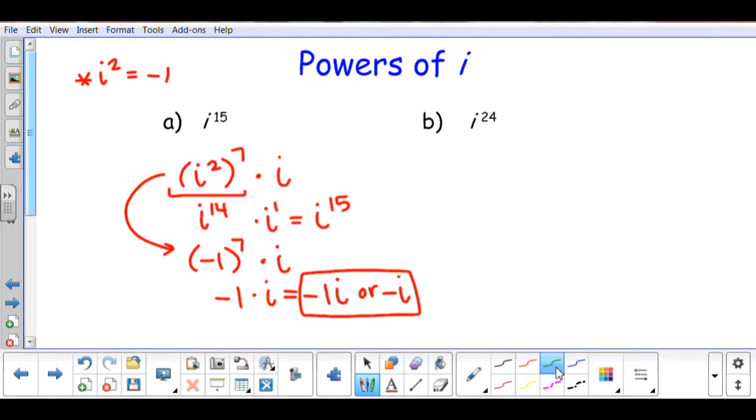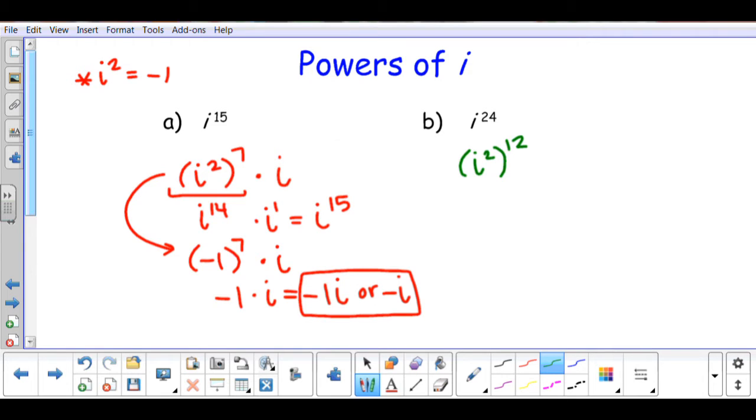The same thing's going to happen in letter B. I start with a base of i squared, and I want to know 2 times what can get me as close to, if not exactly, 24. Well, 2 times 12 will get me exactly to 24, so I don't need to incorporate any other i's.